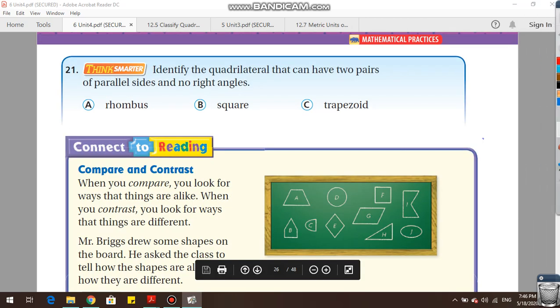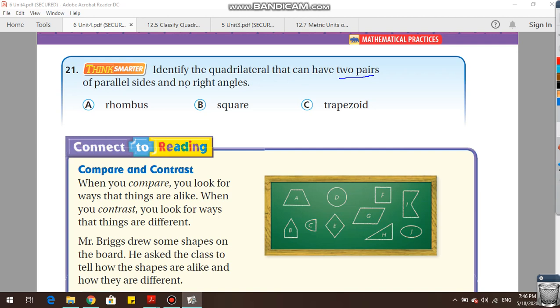Now let's move on to the last page and the last question also, number 21. Identify the quadrilaterals that can have 2 pairs of parallel sides and no right angles. Okay, so it can be a square. It can be a rhombus, or it can be a trapezoid. But it can't be a trapezoid. Why? We said before that a trapezoid has only 1 pair of parallel sides. So the shape is what? It's a rhombus.